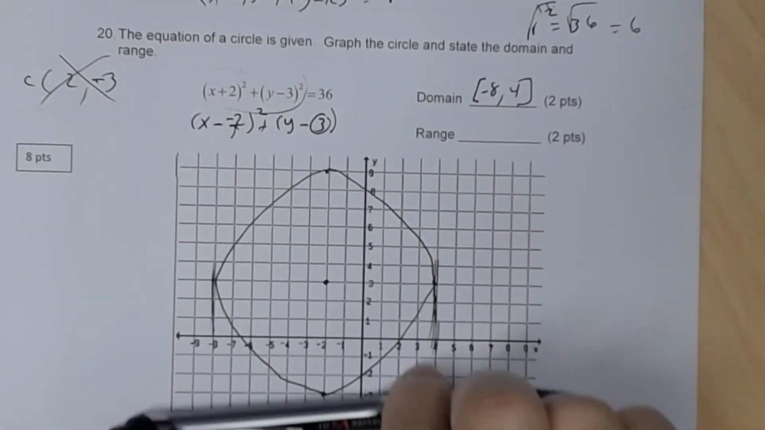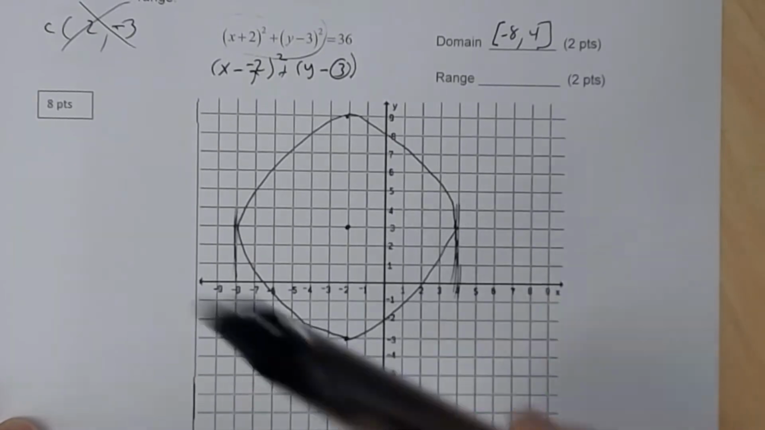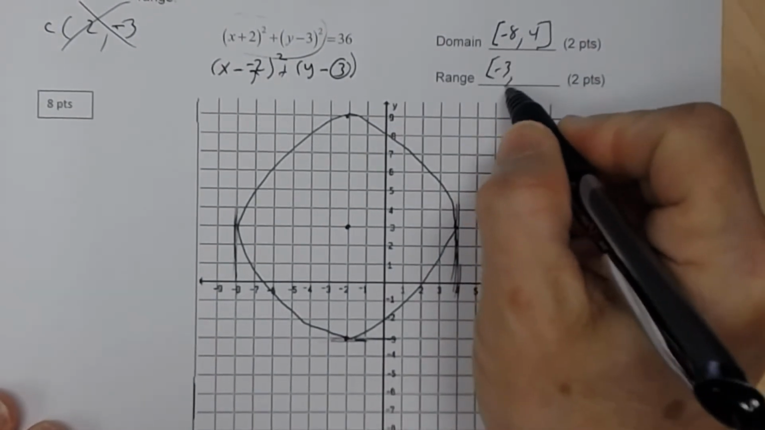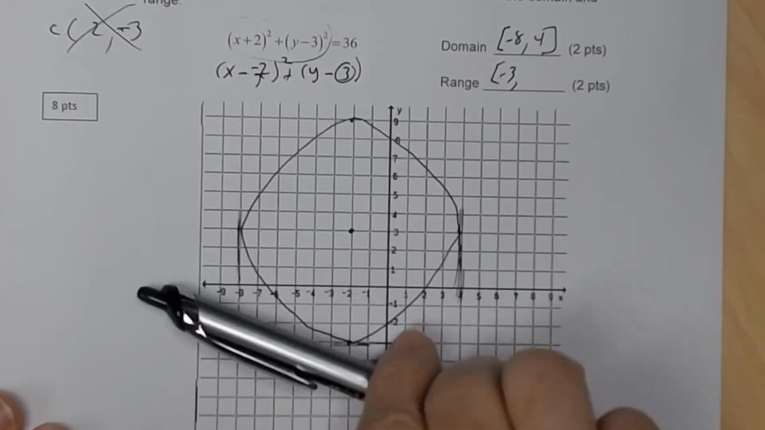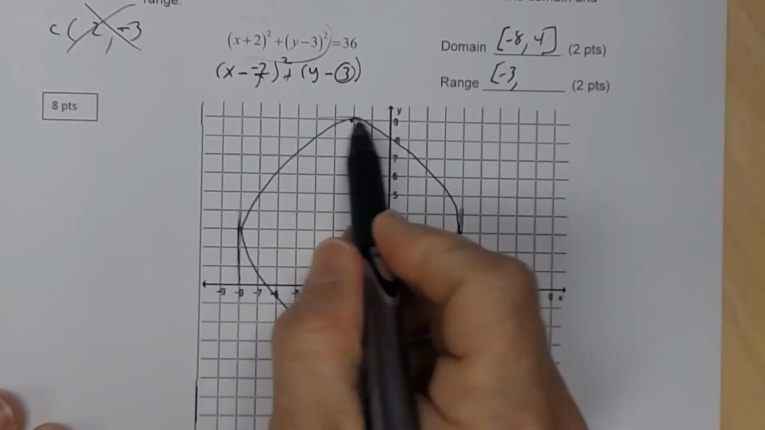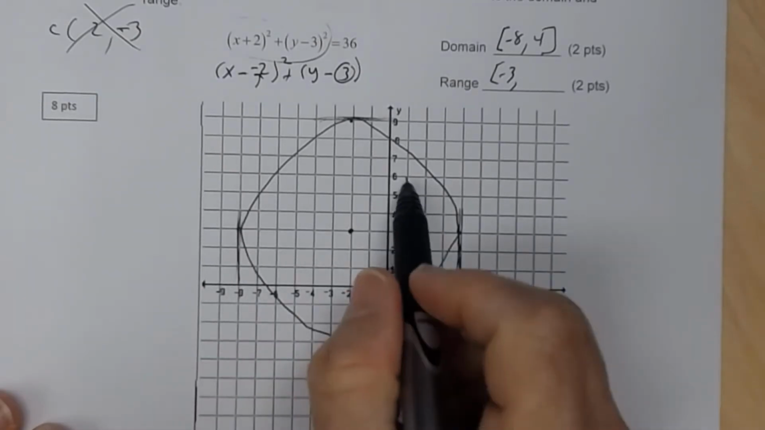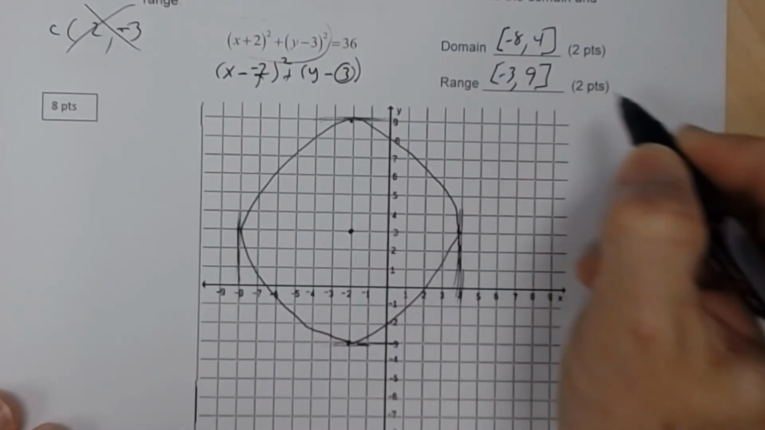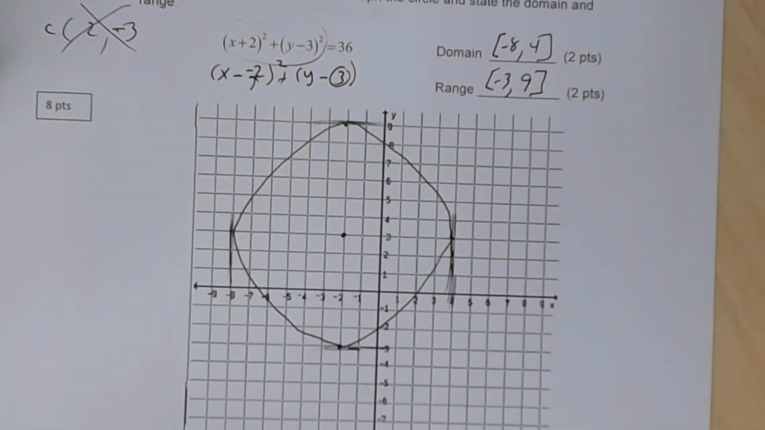Your range is a set of y coordinates, so you go from bottom up. So I start touching the graph at this y value right here. That's negative 3. All the way to, you keep on going, all the way to positive 7, 8, 9, positive 9. All right, so that's number 20.